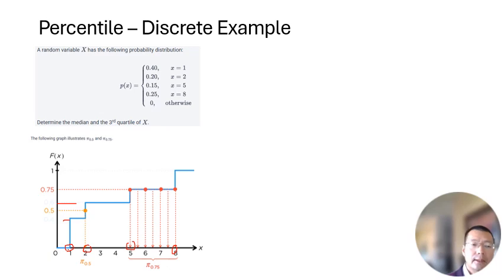So the difference between continuous and discrete is that for discrete, you might have more than one value for a median or for a certain quantile, and for the discrete, you most likely want to draw the graph and find out the value. But for the continuous, you mostly just need to do the integral. Then you will be able to solve the equation to get the number you want.